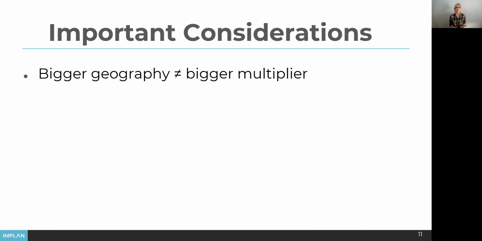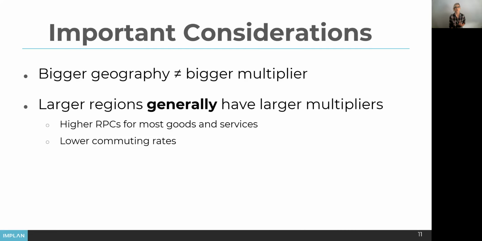Another kind of related concept is that a bigger geography generally, but not always, guarantees a bigger multiplier. It really depends on the industry. So larger regions generally have larger multipliers, and that's because they have higher RPCs for most goods and services, because it's a bigger region, which means there's just more industries, and therefore more things can be acquired locally.